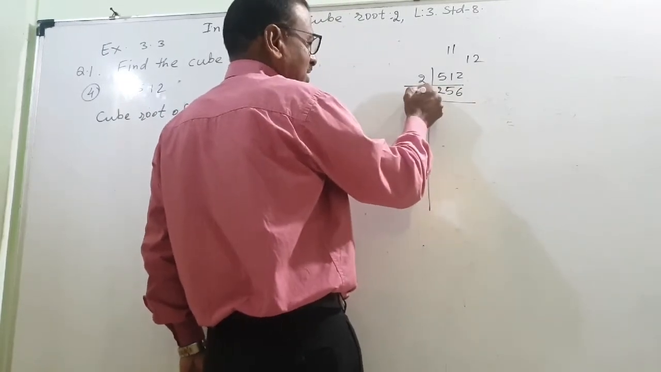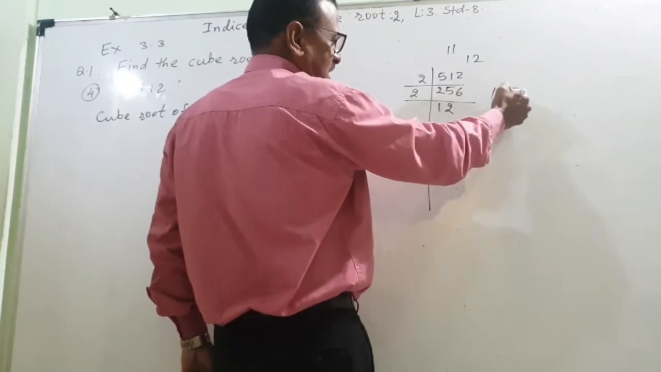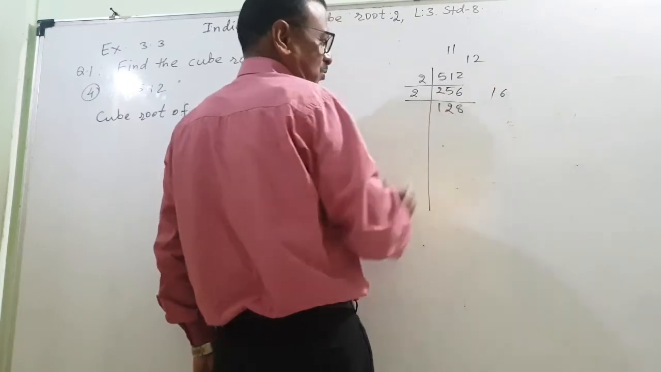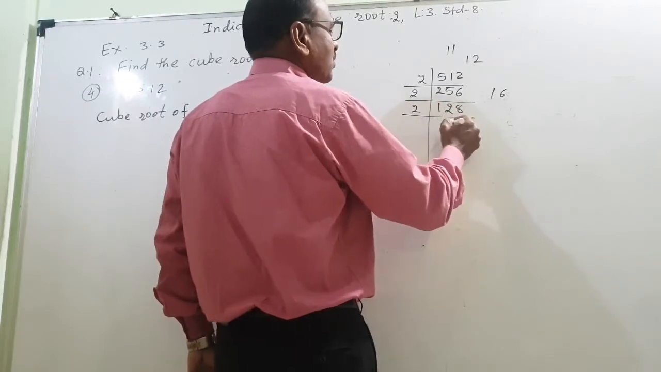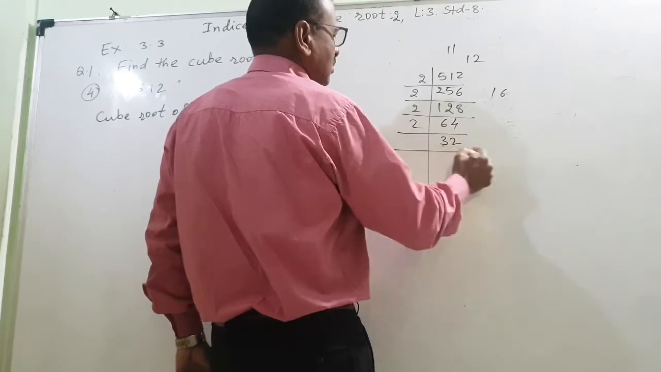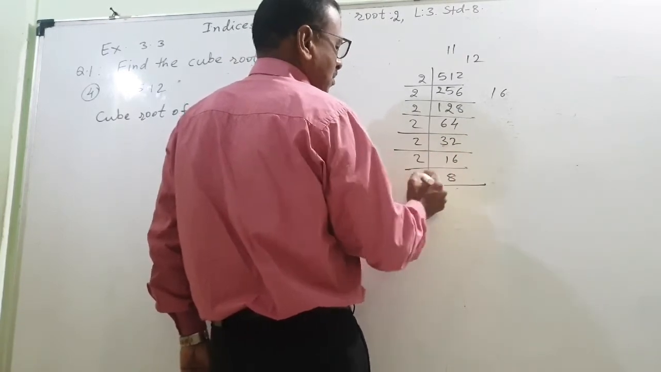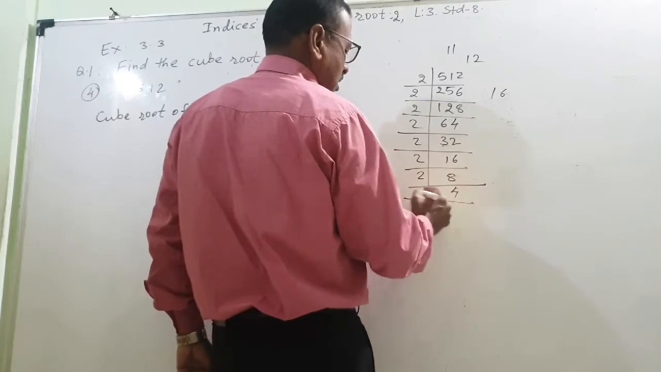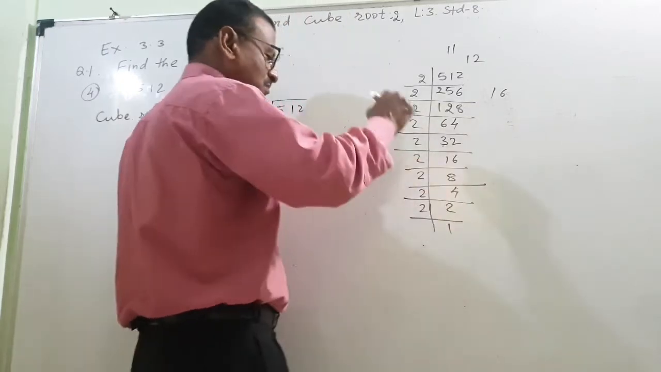Again by 2 I can divide. 2 1s are 2. 2 4s are 8, remains 1. 6. 2 8s are 16. Again 2 6s are 12. 2 4s are 8. Then 2 3s are 6. 2 2s are 4. 2 1s are 2. Here we will stop.